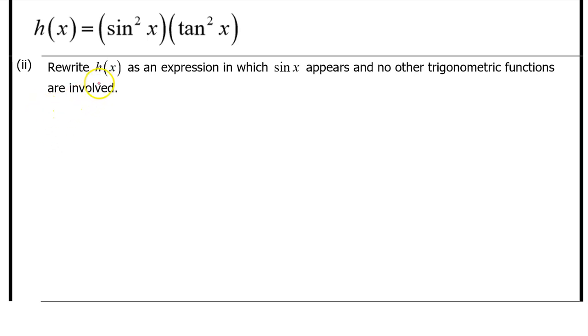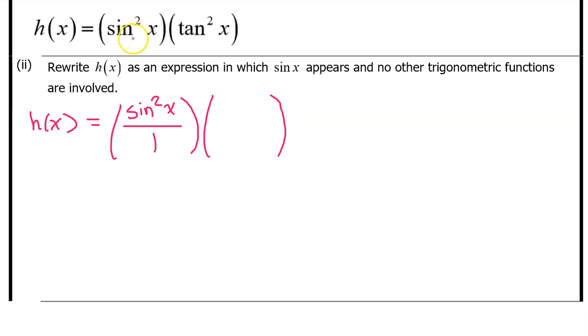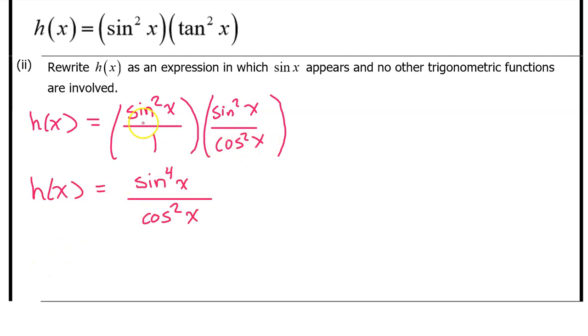A Part 2. Rewrite h of x as an expression in which sin x appears and no other trigonometric functions are involved. The sine squared part is already good, but we need to do something about the tangent squared part. We know that tangent is sine over cosine, so let's split this up as sine squared x over cosine squared x. Multiplying straight across, we have h of x equals sine to the 4th power of x over cosine squared.